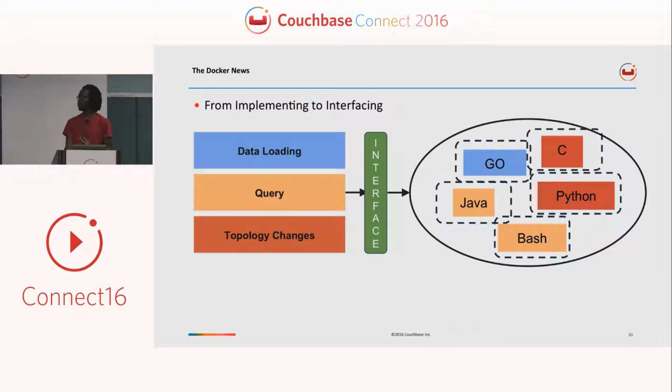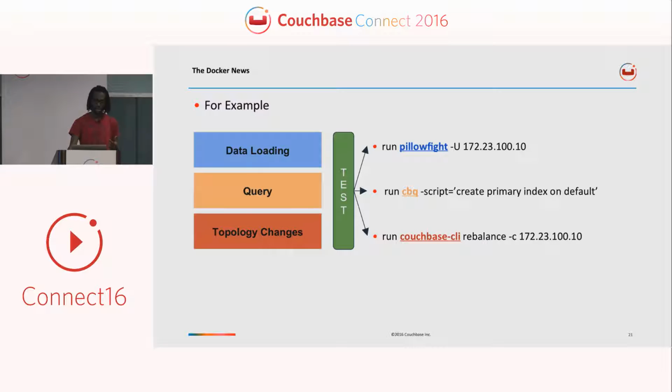So the only thing we wanted to do was say, let's not implement data loading and all these things. Let's just interface the things that we already have and containerize them. So if you were to take this perspective, as I talked about, there's ways to interface with the Docker engine. If you've used the Docker CLI before, you could say, hey, let's build a test that just creates data and then creates an index and then does a rebalance.